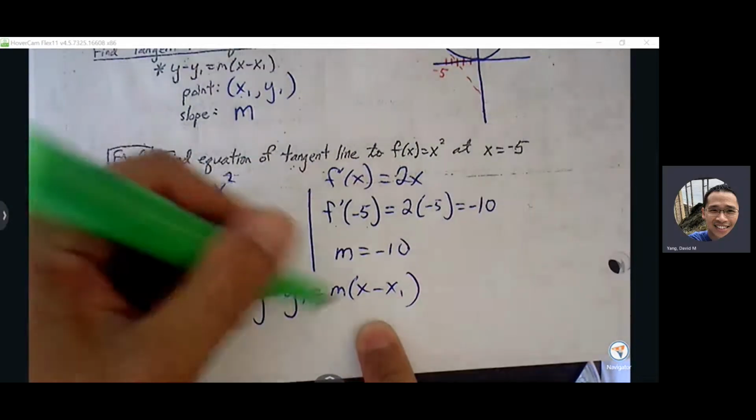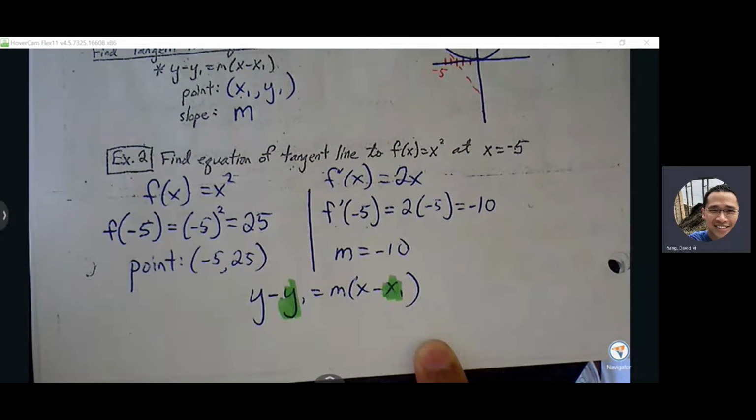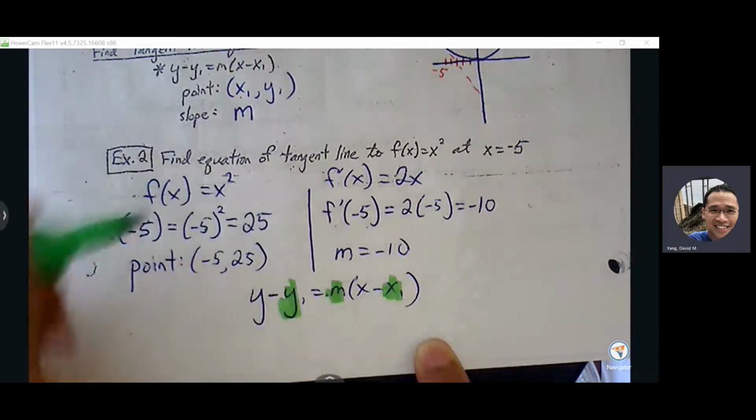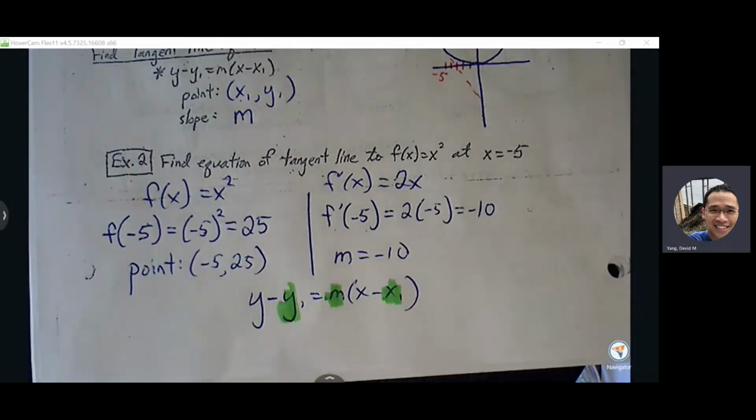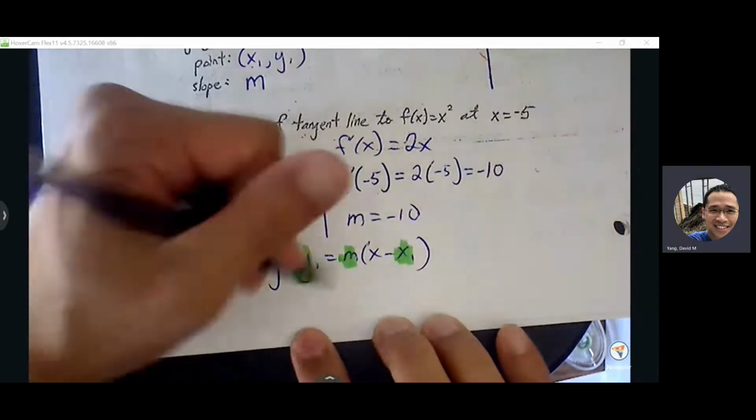Okay, we're just going to replace x sub 1 and y sub 1. That's going to be our point. And then we'll replace m with the slope. And we'll hold on to the x and y. That's part of our equation. Okay, so what's our tangent line equation?